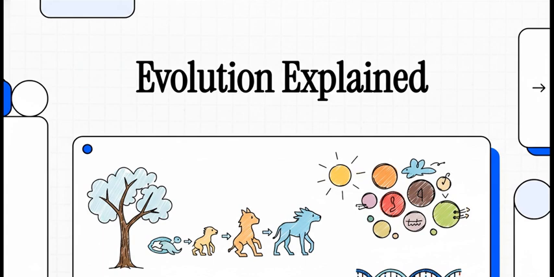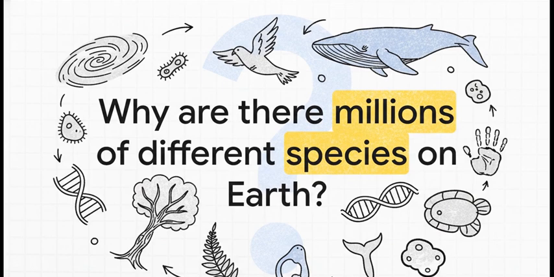So let's dive in. You ever just stop and look around and just wonder, how did we get all of this? I mean, from tiny little microbes you can't even see, all the way up to massive blue whales. Why are there just so many different ways to be alive? Well, believe it or not, that incredible question is exactly what the theory of evolution answers.